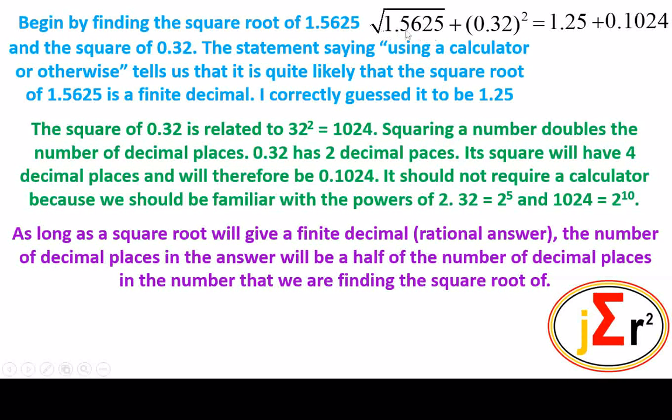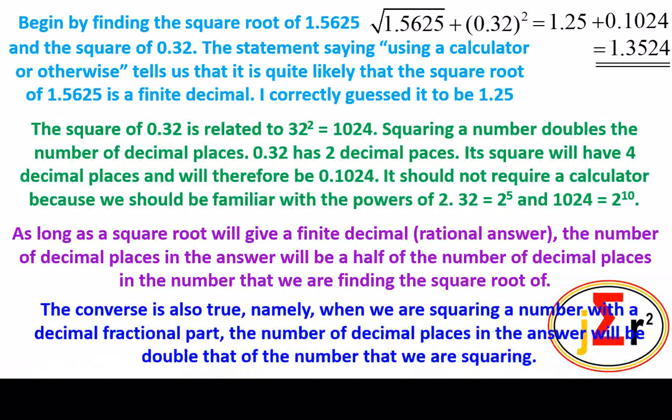Now, if we are finding the square root of this figure, 1, 2, 3, 4 decimal places, as long as it gives a finite decimal, which is a rational answer, the number of decimal places will be half of the number of decimal fractional places that we have right here. We have 4. When we find the square root, we will have 2 places of decimal. And when we add 1.25 with 0.0124, this will be the final result.